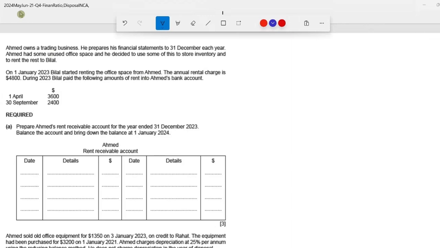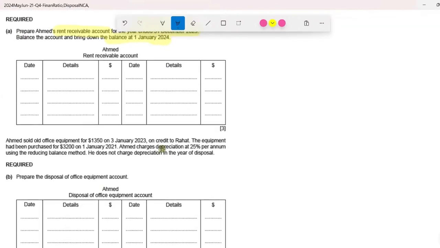This is IGCSE Accounting, May 2024. Let's look at the requirement of the question before we dive into the details. Requirement A, prepare Ahmed's rent receivable account for the year ended 31st December 2023. Balance the account and bring down the balance on 1st January 2024.